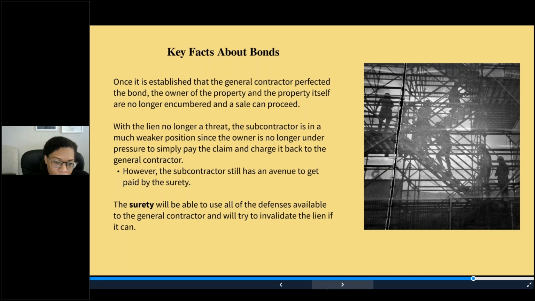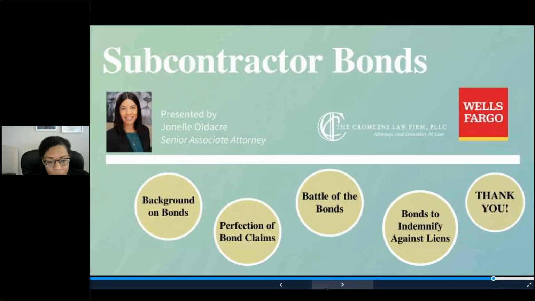As mentioned, however, the subcontractor still has an avenue to get paid by the surety. The surety will be able to use all of the defenses that the general contractor would use, though. So when you file a lawsuit against the surety, be prepared for the surety and the general contractor or the owner to work together as a team against you and try to figure out any way, any method whatsoever to invalidate your claim.